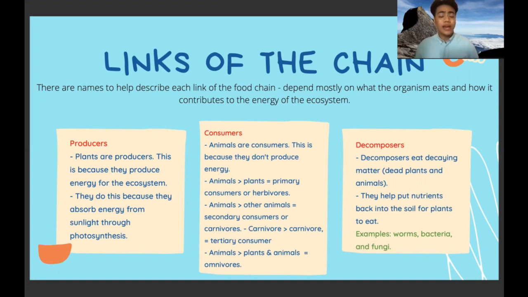Last but not least, we have the decomposers. Decomposers eat anything that decays. That includes dead plants or animals. They are very, very important to the food chain because they help put nutrients back into the soil for plants to eat. Examples of decomposers are worms, bacteria, and fungi.